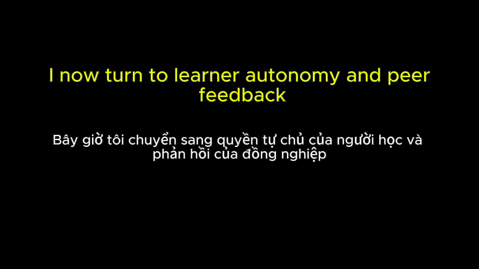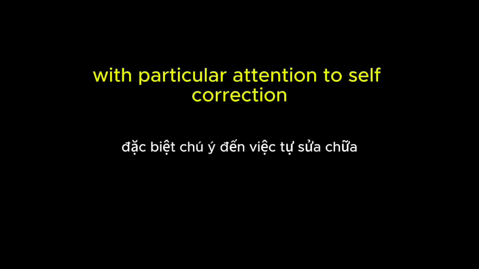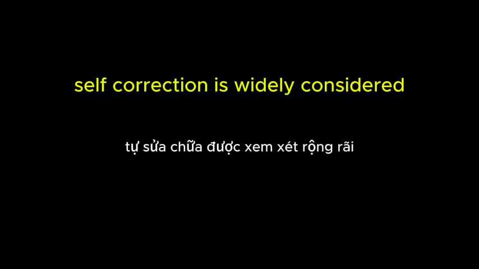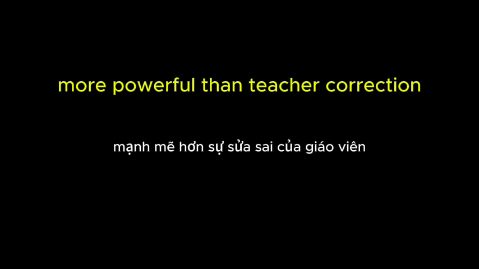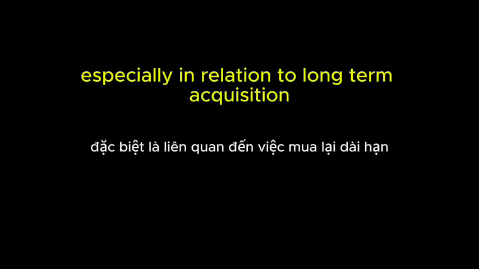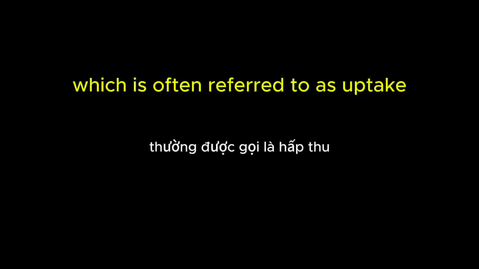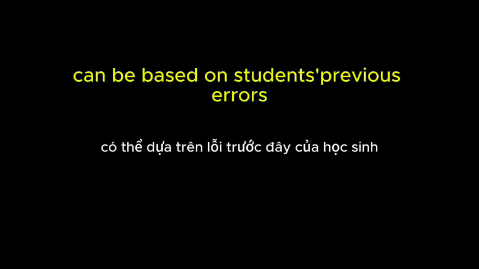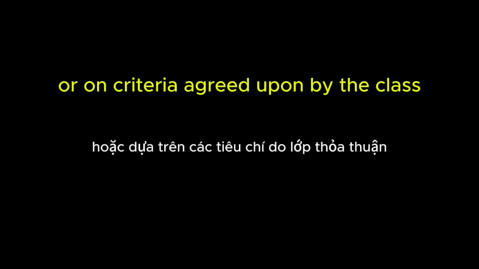I now turn to learner autonomy and peer feedback, with particular attention to self-correction and peer correction. Self-correction is widely considered more powerful than teacher correction, especially in relation to long-term acquisition, which is often referred to as uptake. Teachers can foster self-correction by using checklists. These checklists can be based on students' previous errors or on criteria agreed upon by the class.